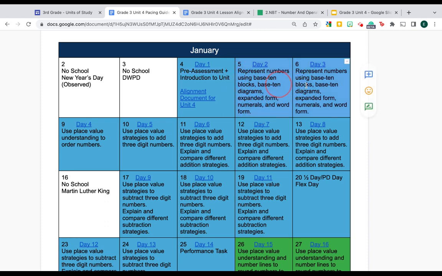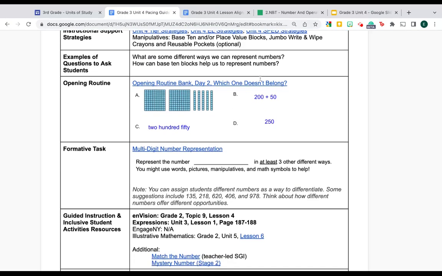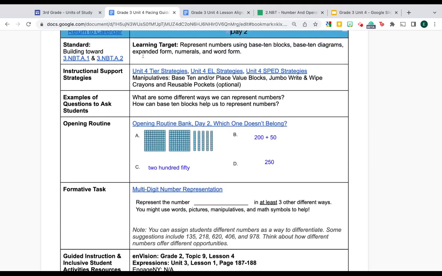You have these 2 days built in to really get solid in place value in different ways to think about and represent numbers. If I go down to day 2, I notice that this is really building toward third grade content. It's not actually third grade content.